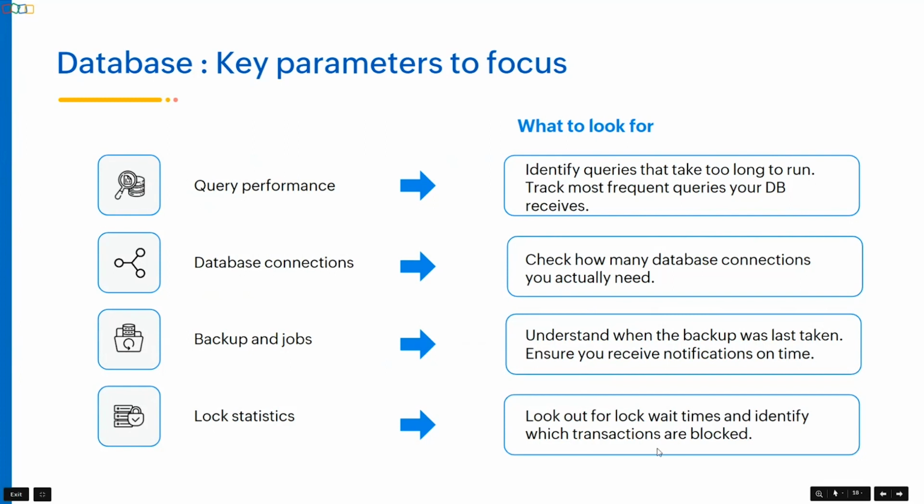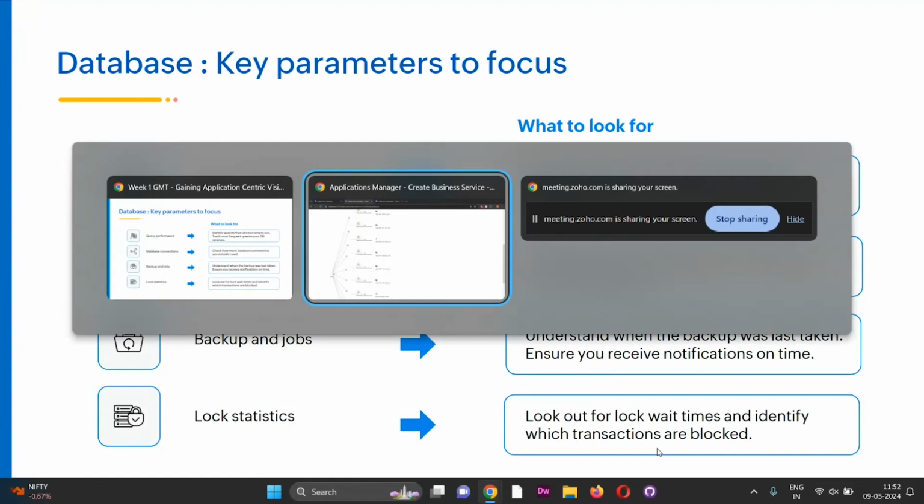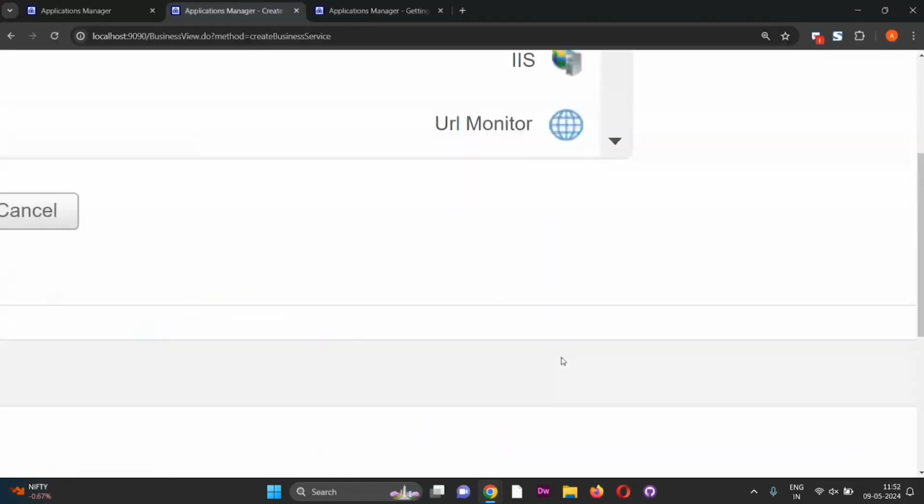So Applications Manager can pinpoint slow running queries that are hindering database performance. By identifying these queries, you can prioritize optimization efforts and address the root cause of sluggish database operations. I will show you how this looks in the UI, the key metrics that you can track, and the extra metrics that you can track, not only the key metrics.